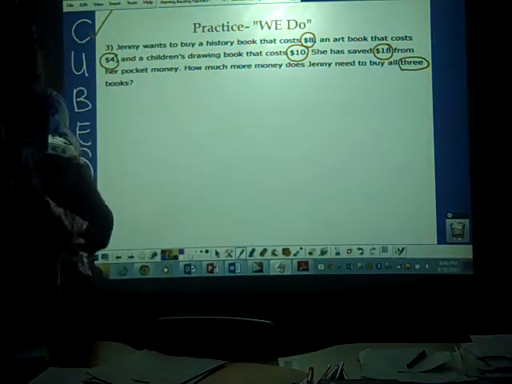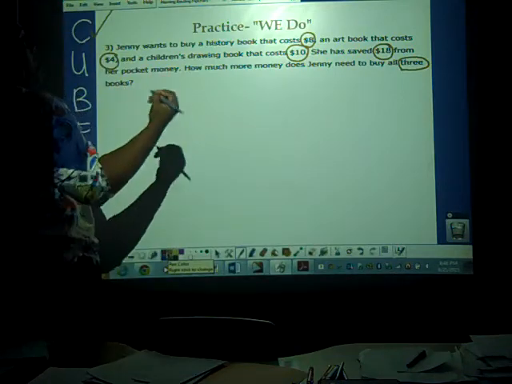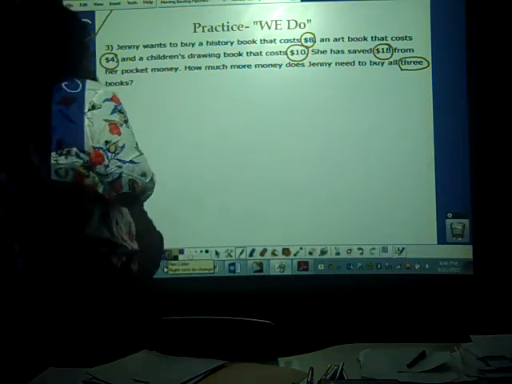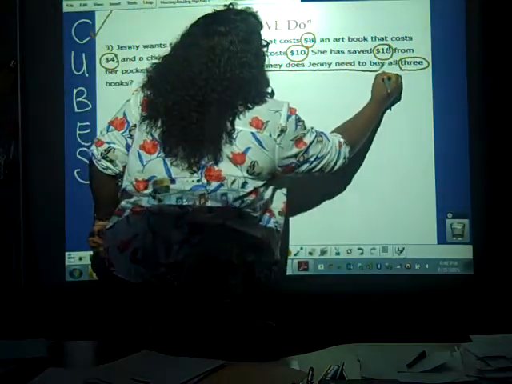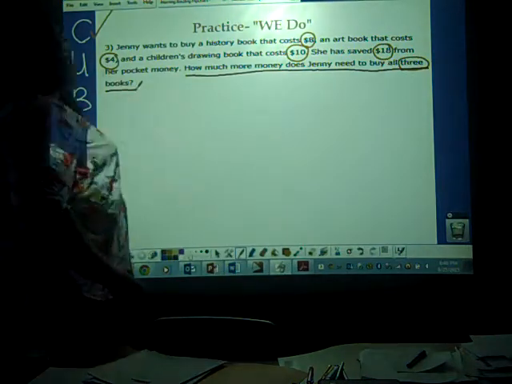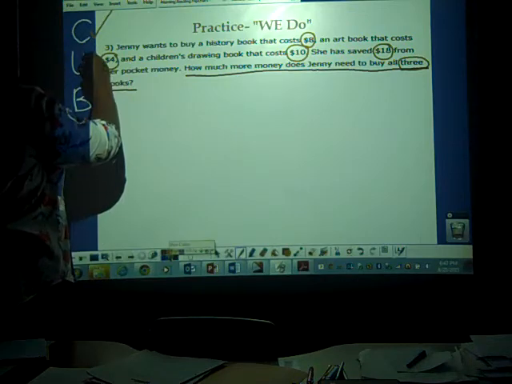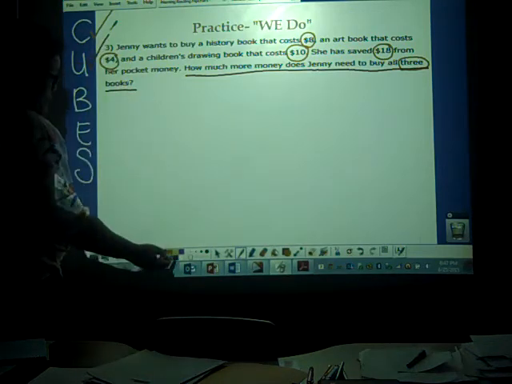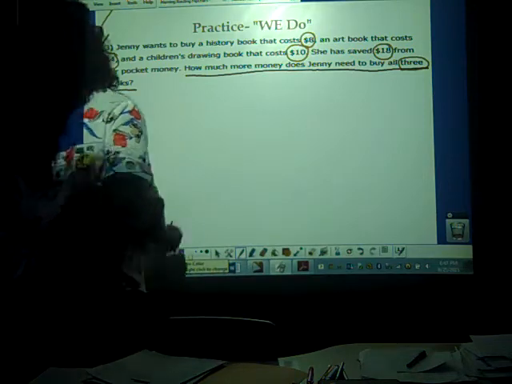Moving on. Underline the question. They want us to find out: how much more money does Jenny need to buy all 3 books? Did that, check, check. Now we're going to box in those keywords.